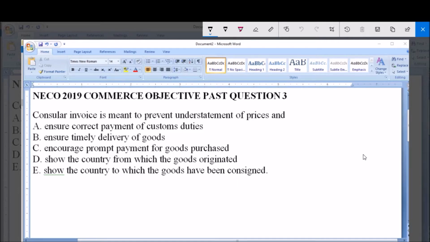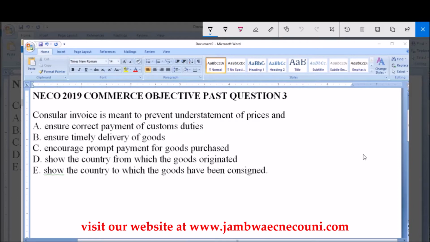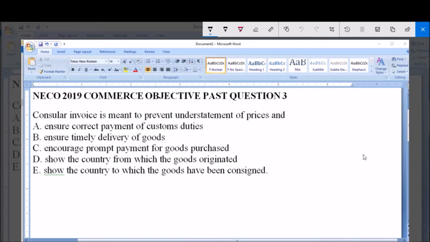Consular invoice is meant to prevent understatement of prices and A. Ensure correct payment of custom duties. B. Ensure timely delivery of goods. C. Encourage prompt payments for goods purchased. D. Show the country from which the goods originated. E. Show the country to which the goods have been consigned.